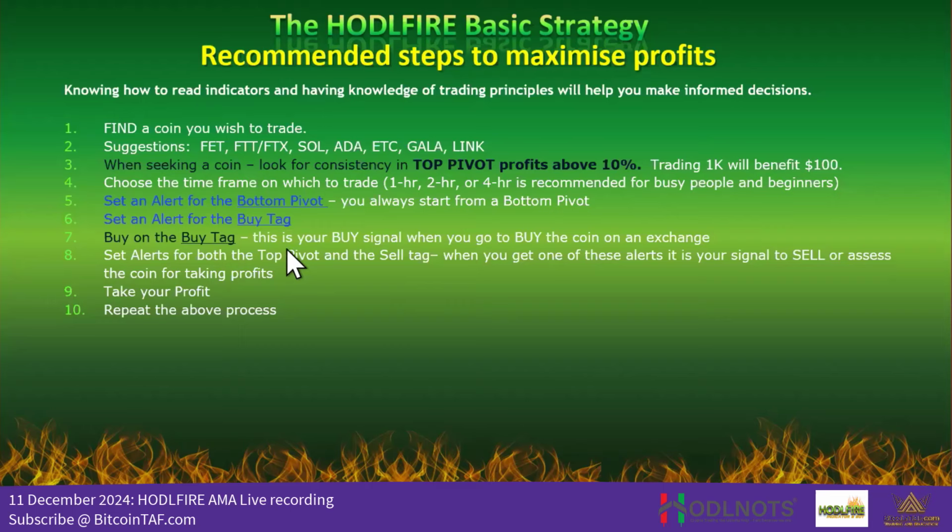Or you can just ride it up, and when the sell tag comes in, it will confirm that the top pivot is in. You can get either one of these. So we recommend that you set the alert for both the top and the sell, and when one of them comes in, you want to take a look at it. We do not work buy sell tags on these coins. You want to wait till the top or the bottom pivot comes in first. Then take your profit and repeat the process.